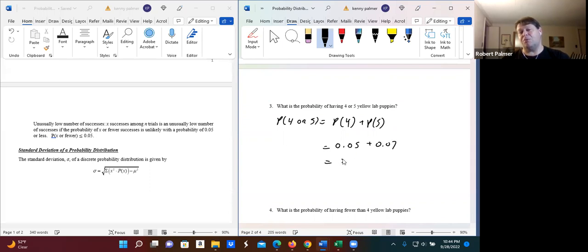And if we add those, it's going to be 0.12 or 12%. There's a 12% chance that we'll get either 4 or 5 Labrador puppies. I don't care which one it is, that's the probability.